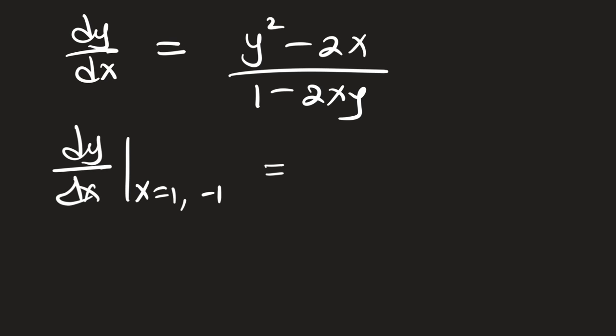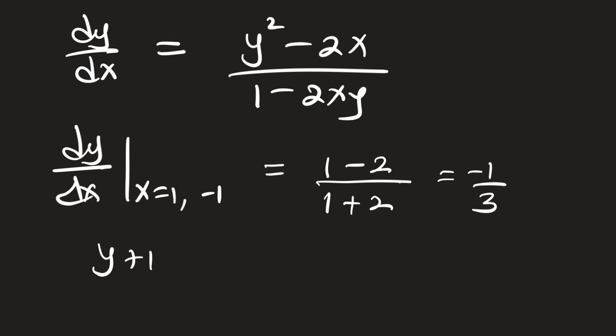So this will be equal to negative 1 squared is 1, minus 2, divided by 1 minus 2 times negative 1, so 1 plus 2, because x is equal to 1 and y is equal to negative 1. So this is negative 1 out of 3. And then the equation of the tangent line will be y plus 1 is equal to negative 1/3 of x minus 1. So the next step is to make y the subject and have that as the equation. But what happens at the other point when x is equal to 1 and y is equal to 2? Let's see.